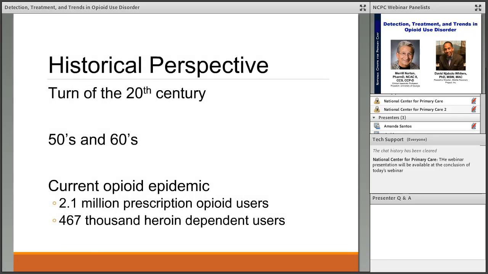I want to segue to a historical perspective on this thing that we're referring to as the opioid epidemic.